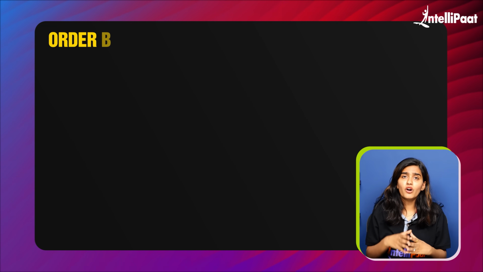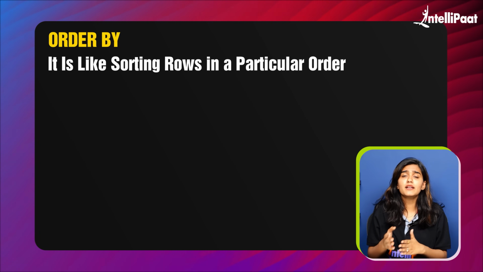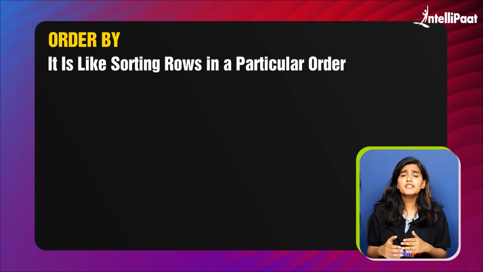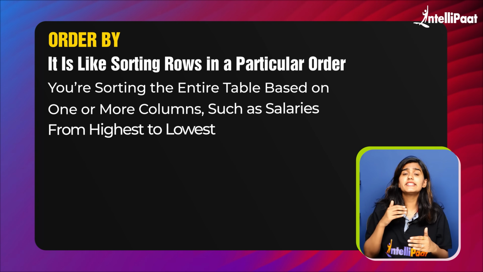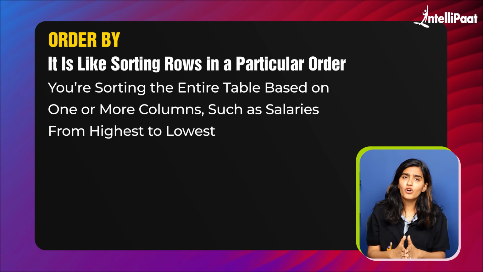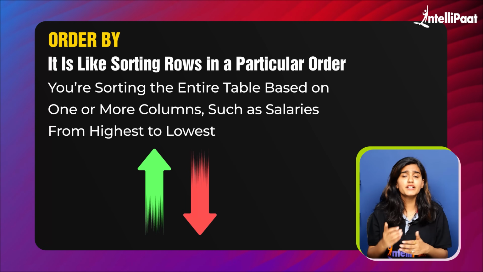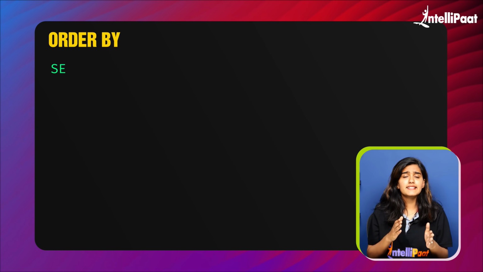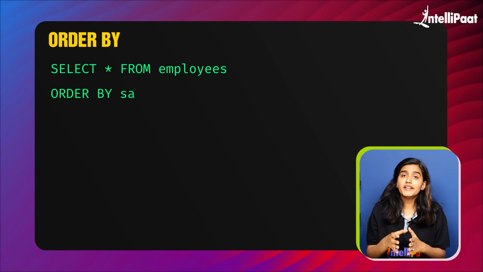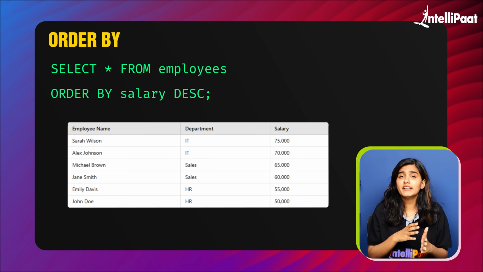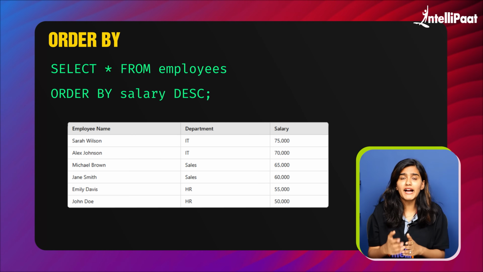Secondly, talking about order by, which is like sorting rows in a particular order. It's like alphabetizing names in a list or ranking employees by salary. So when you use order by, you are sorting the entire table based on one or more columns, such as salary from highest to lowest. You can sort in ascending or descending order. When I say select star from employees order by salary desc from an employee table containing names, department and salary, this way you get a neat, sorted view of department salary.